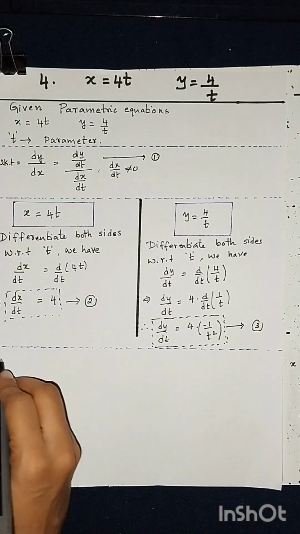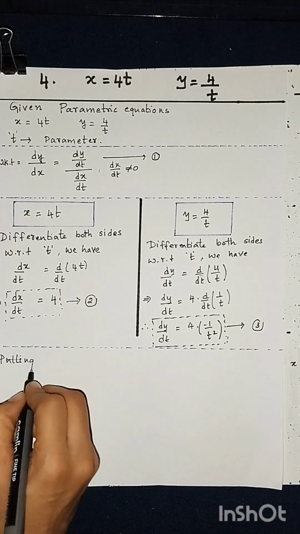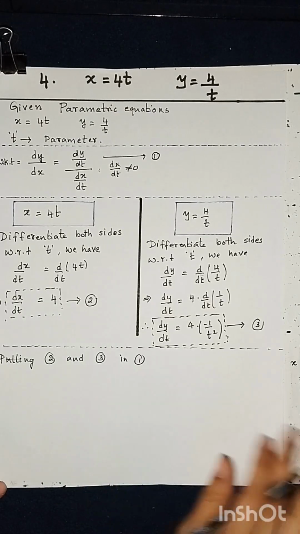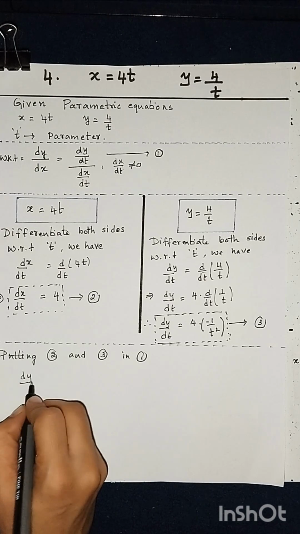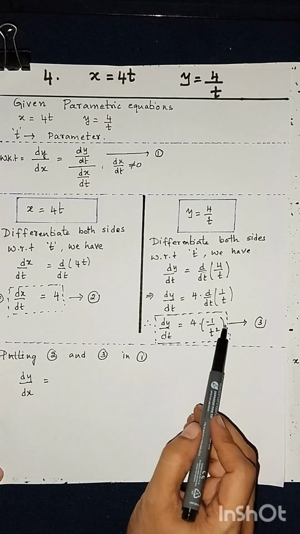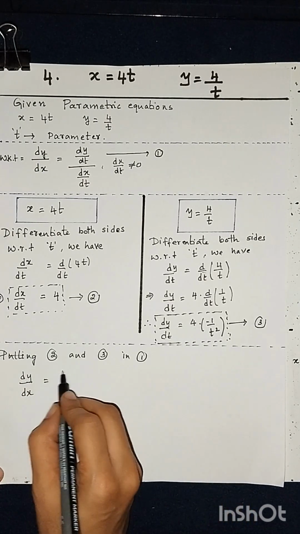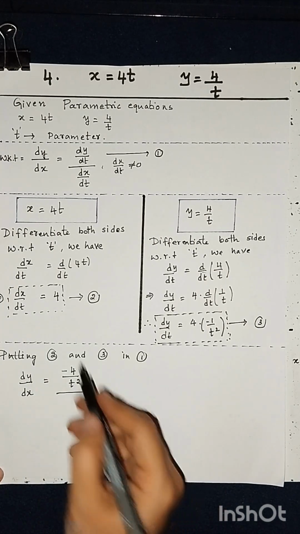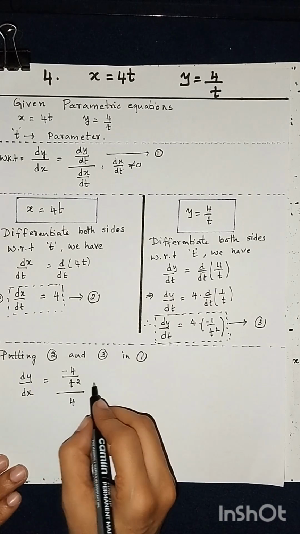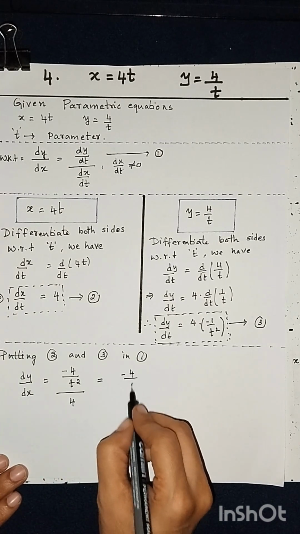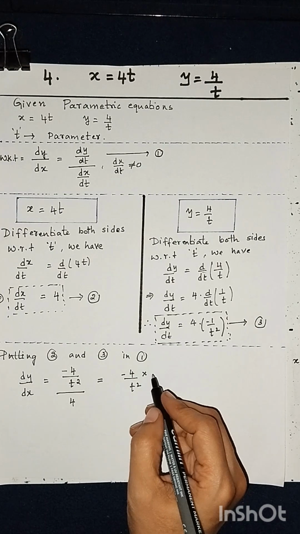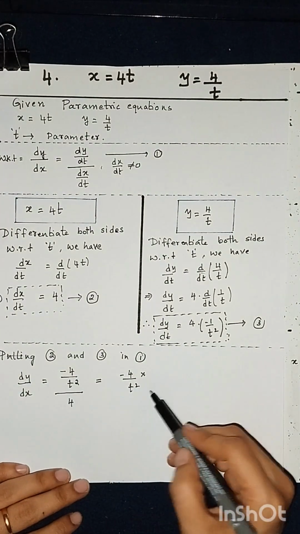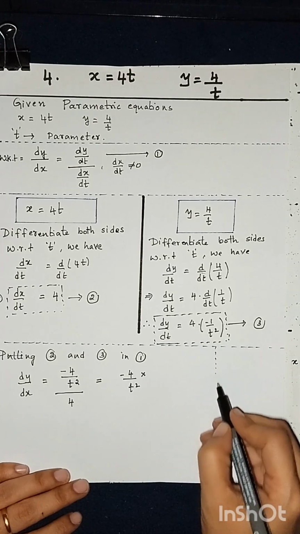We'll substitute in equation 1, putting 2 and 3 in 1. dy by dx is equal to, first we have to write dy by dt, so minus 4 by t square, then dx by dt is 4. Now this is equal to minus 4 by t square into, how do we write this one, whether we should write 4 or 1 by 4? Many have confusion on this.